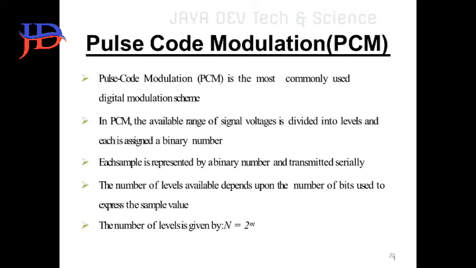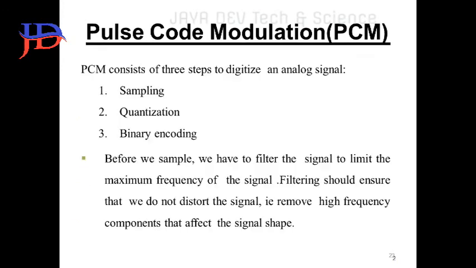The number of levels available depends upon the number of bits used to express the sample value. The number of levels is given by n equals 2 power m. PCM consists of 3 steps to digitize an analog signal. They are sampling, quantization, and binary encoding.